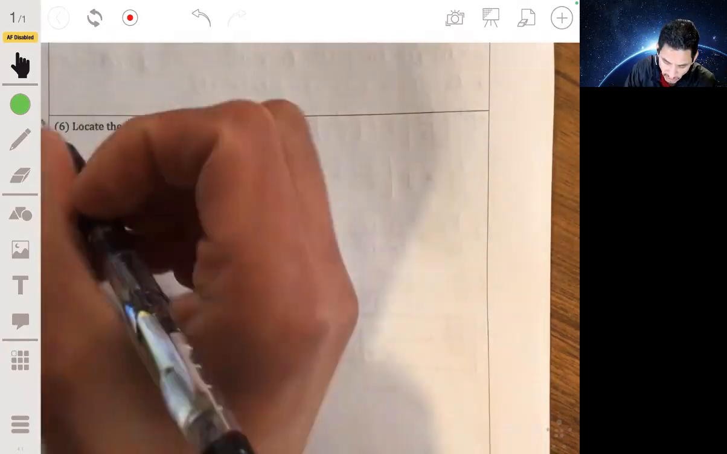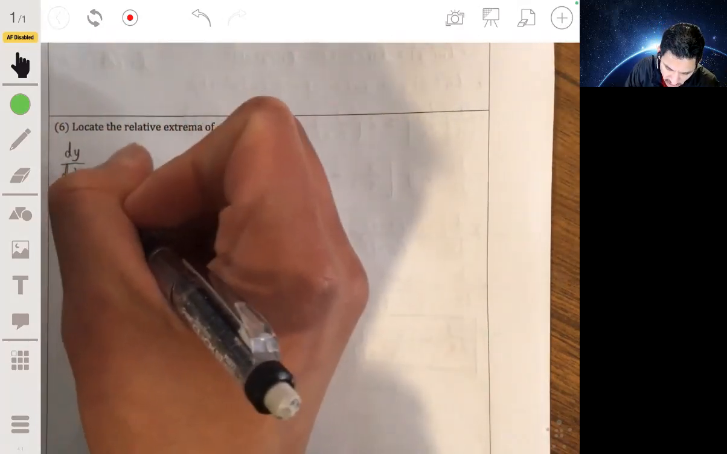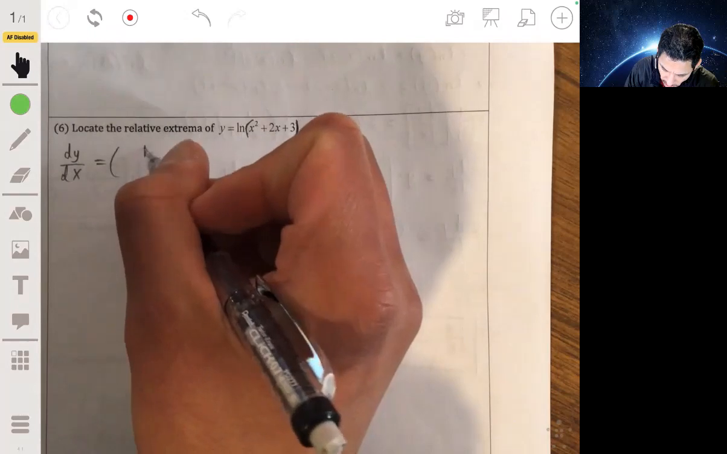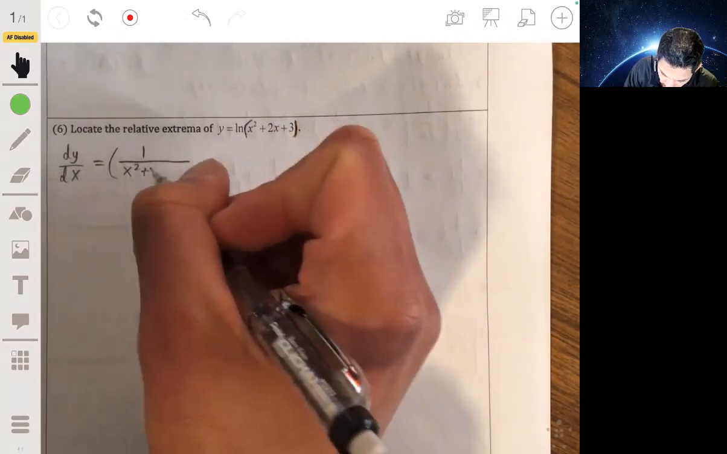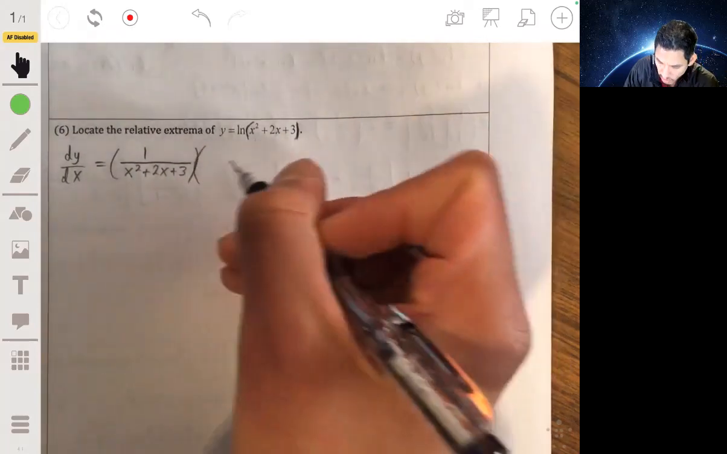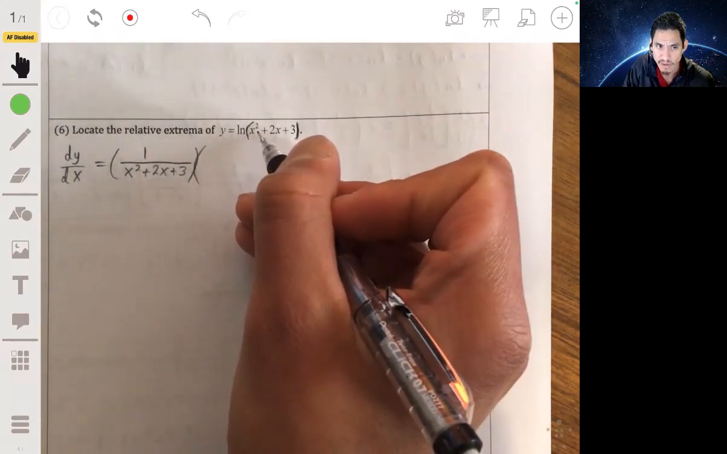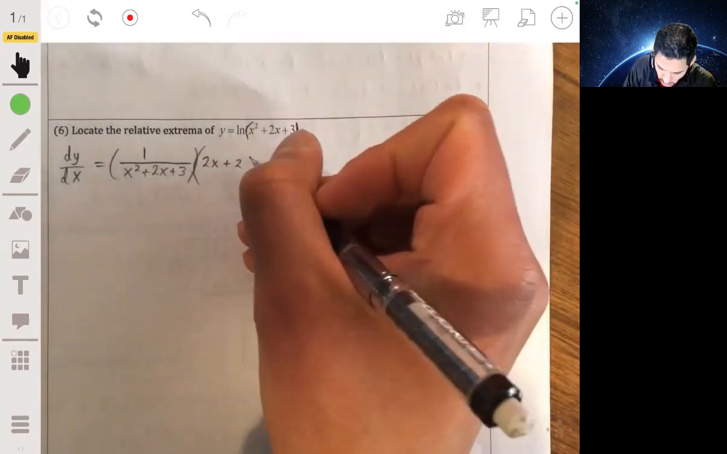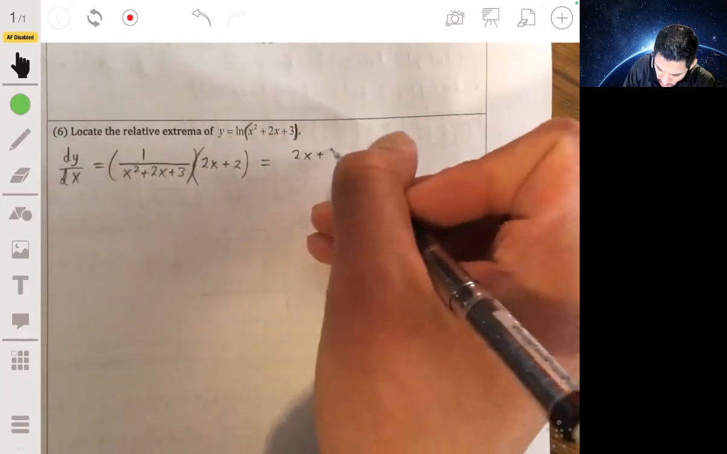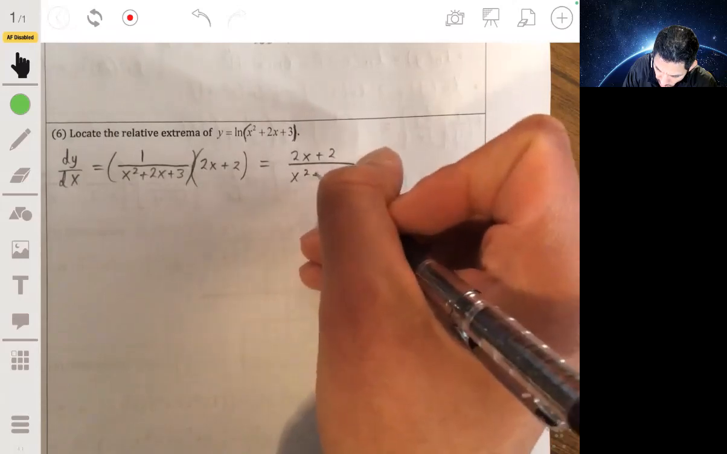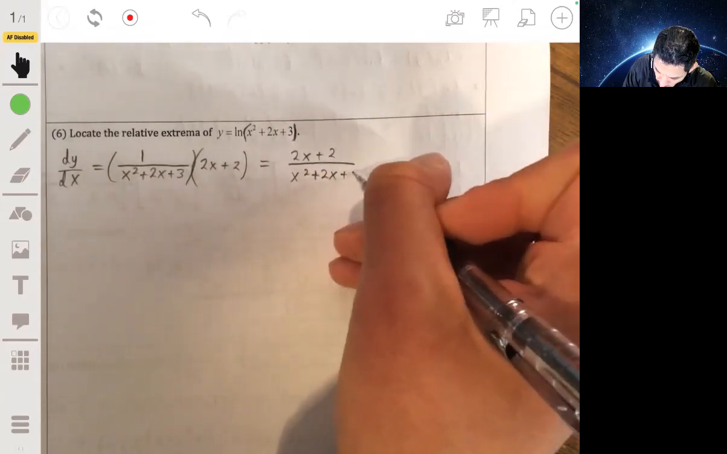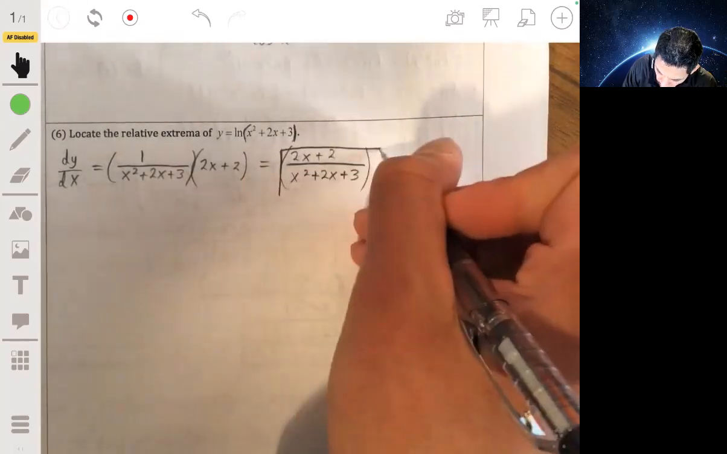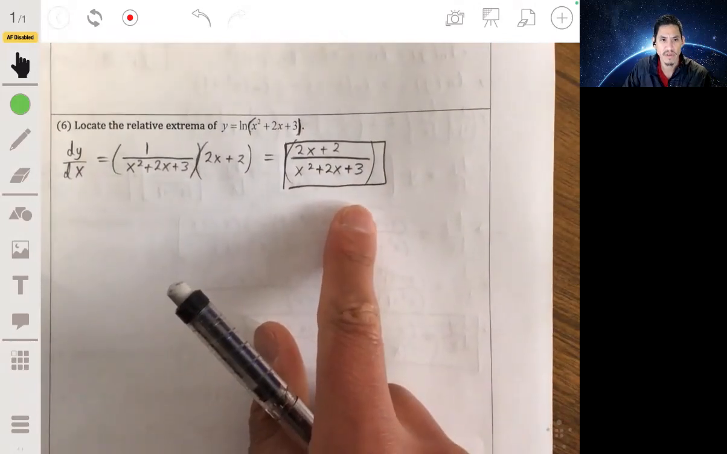So let's first find the derivative of y. So we've got dy/dx. We do 1 over the inside expression. So we're going to have 1 over x squared plus 2x plus 3 multiplied by the derivative of the inside, so multiplied by the derivative of x squared plus 2x plus 3, which will just be 2x plus 2, which will be equal to 2x plus 2 over x squared plus 2x plus 3. Okay, so this is our derivative equation.